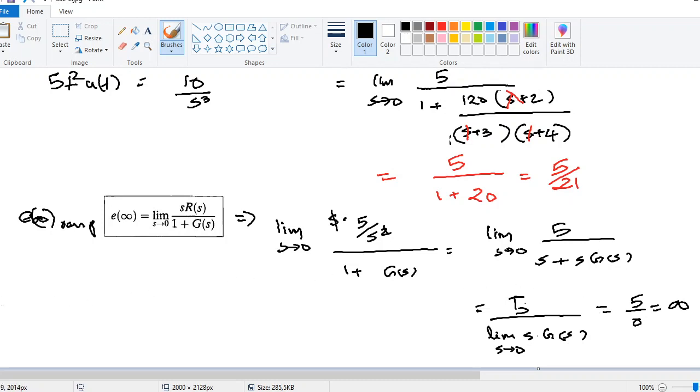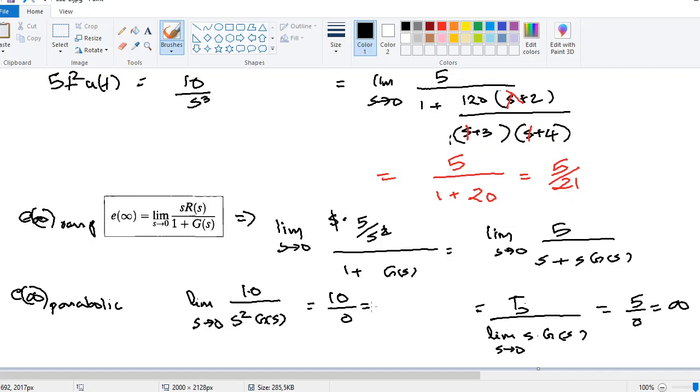Now if you do the same for the parabolic input, you will see that the only difference here is that this becomes limit s tending to 0 10 divided by s squared into G of s. Again, s is 0, so it will be 0 multiplied by 0, so it will be 10 divided by 0, which is also equal to infinity.